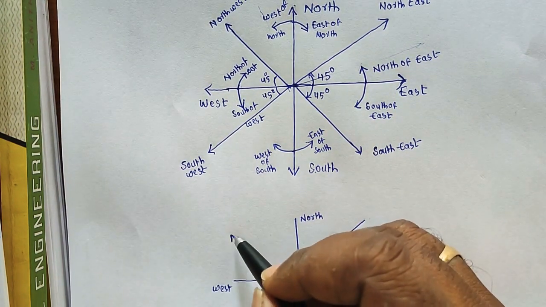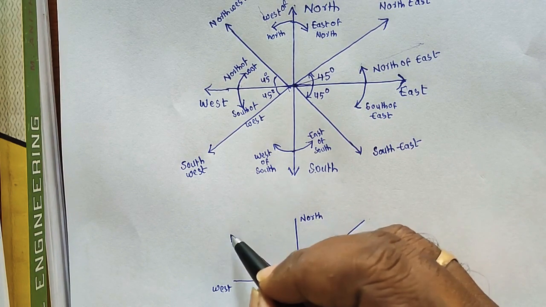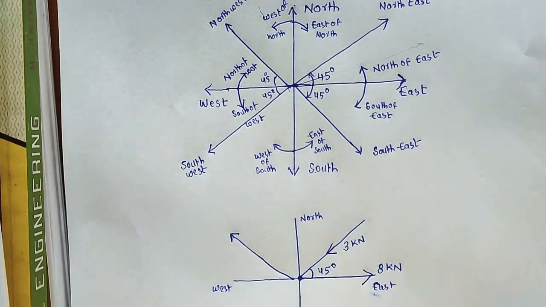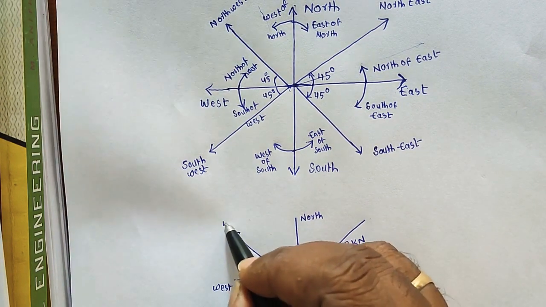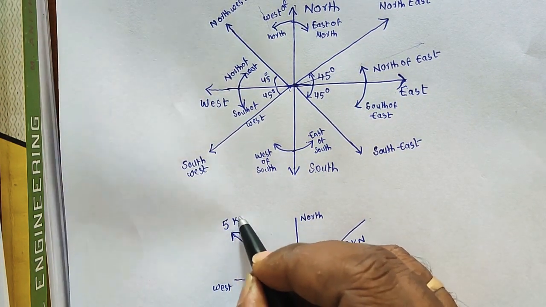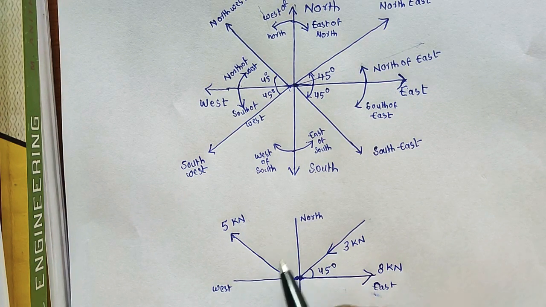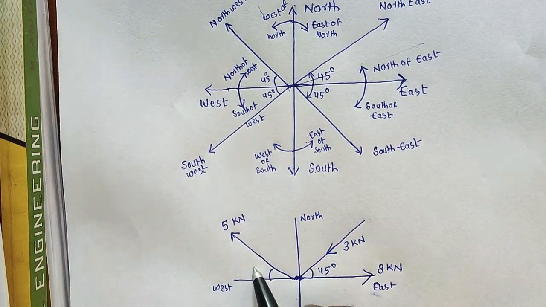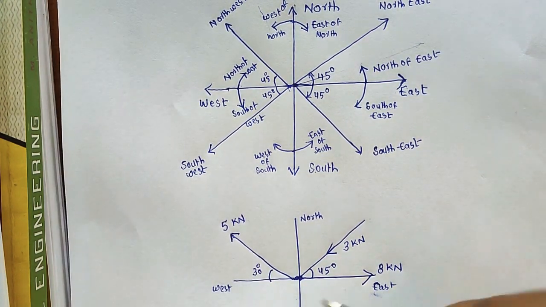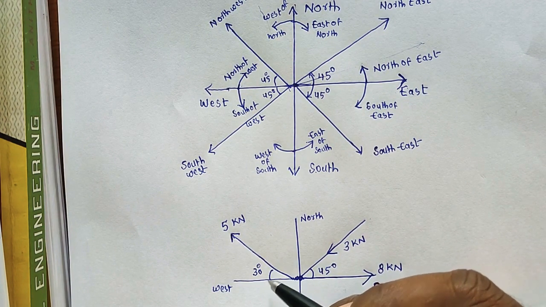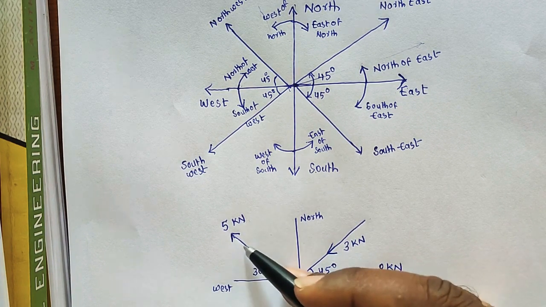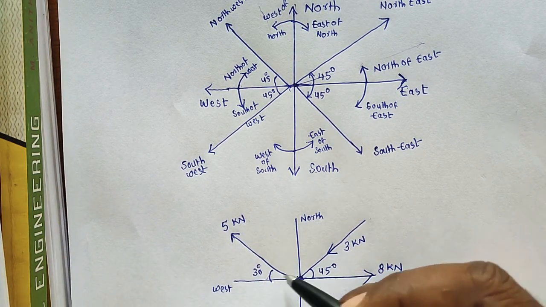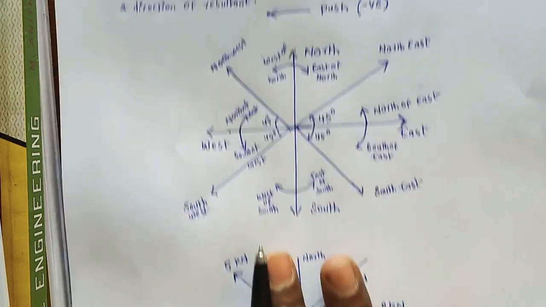He is saying pulling force only, so away from the point. So the direction of the force is away from the point, and this force is 5 kilonewton, and it is making an angle of 30 degrees towards north of west. That means from west to north you are moving. So here you are going to draw a line. So this is north of west.